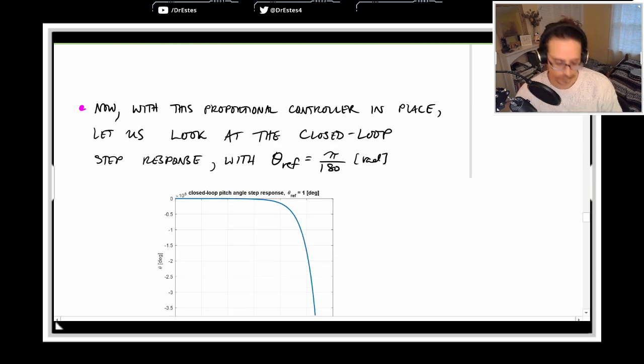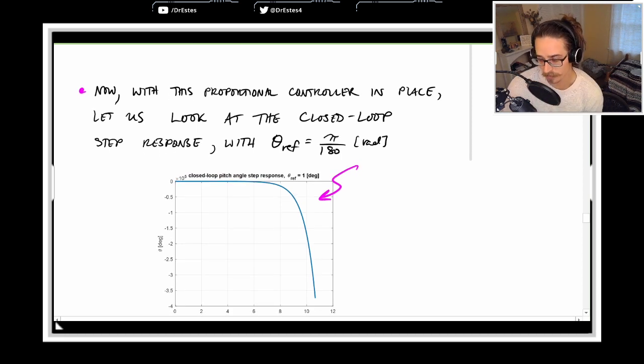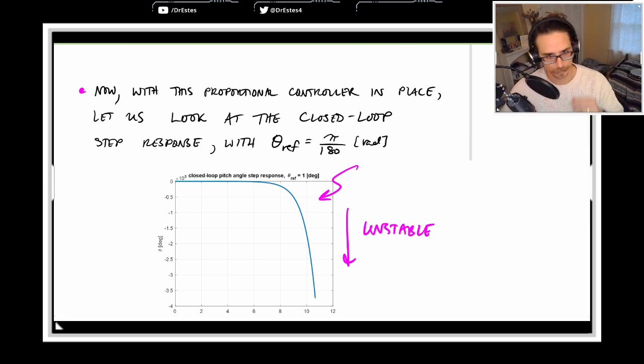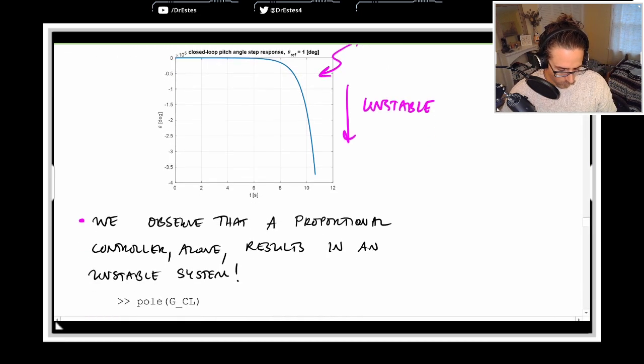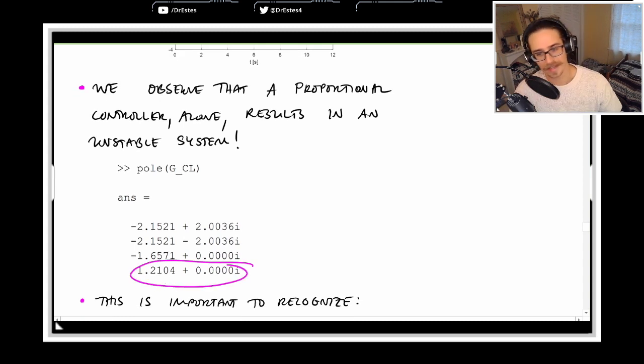Okay, so keep in mind this figure was before we changed around the sign of that proportional gain. And in this case, it's going unstable. That's on me. I had the sign going the wrong way. So in that case, we had this positive real part of a pole, unstable.